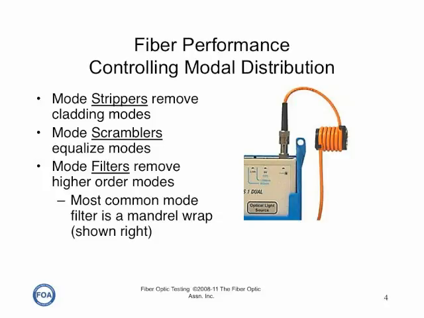A mandrel wrap acts as both a mode scrambler and a mode filter, and it controls the modes by subtracting the modes in the outer layers of the core. It does that by putting stress on the fiber, and the stress mainly causes higher attenuation in the higher order modes. This is the method that is typically called for in testing specs, although there's a new way of doing it that's much more scientific. It's simply not proven yet, and that's called encircled flux. You can read more about that on the FOA website.